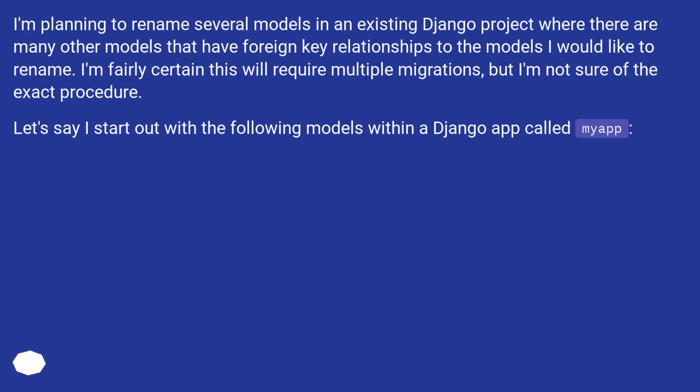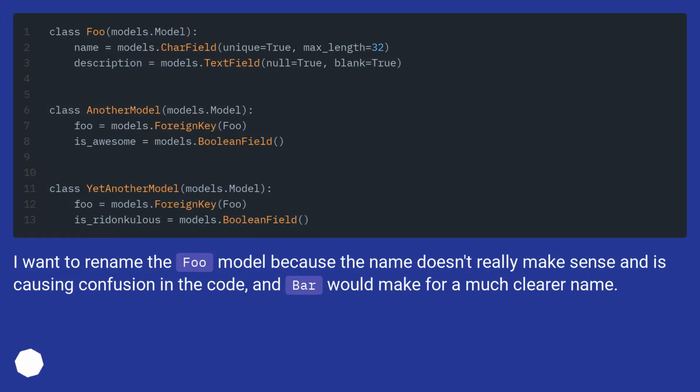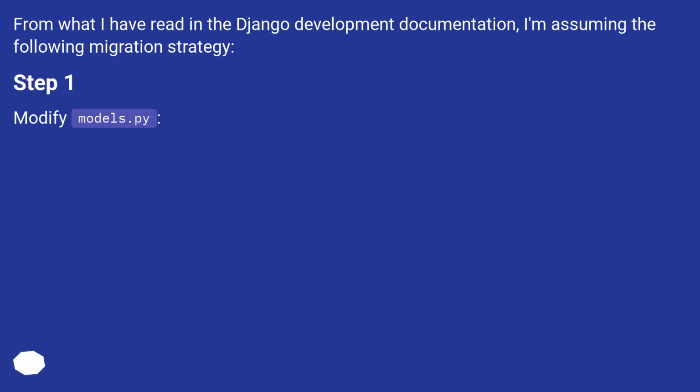Let's say I start out with the following models within a Django app called MyApp. I want to rename the Foo model because the name doesn't really make sense and is causing confusion in the code, and Bar would make for a much clearer name. From what I have read in the Django development documentation, I'm assuming the following migration strategy.